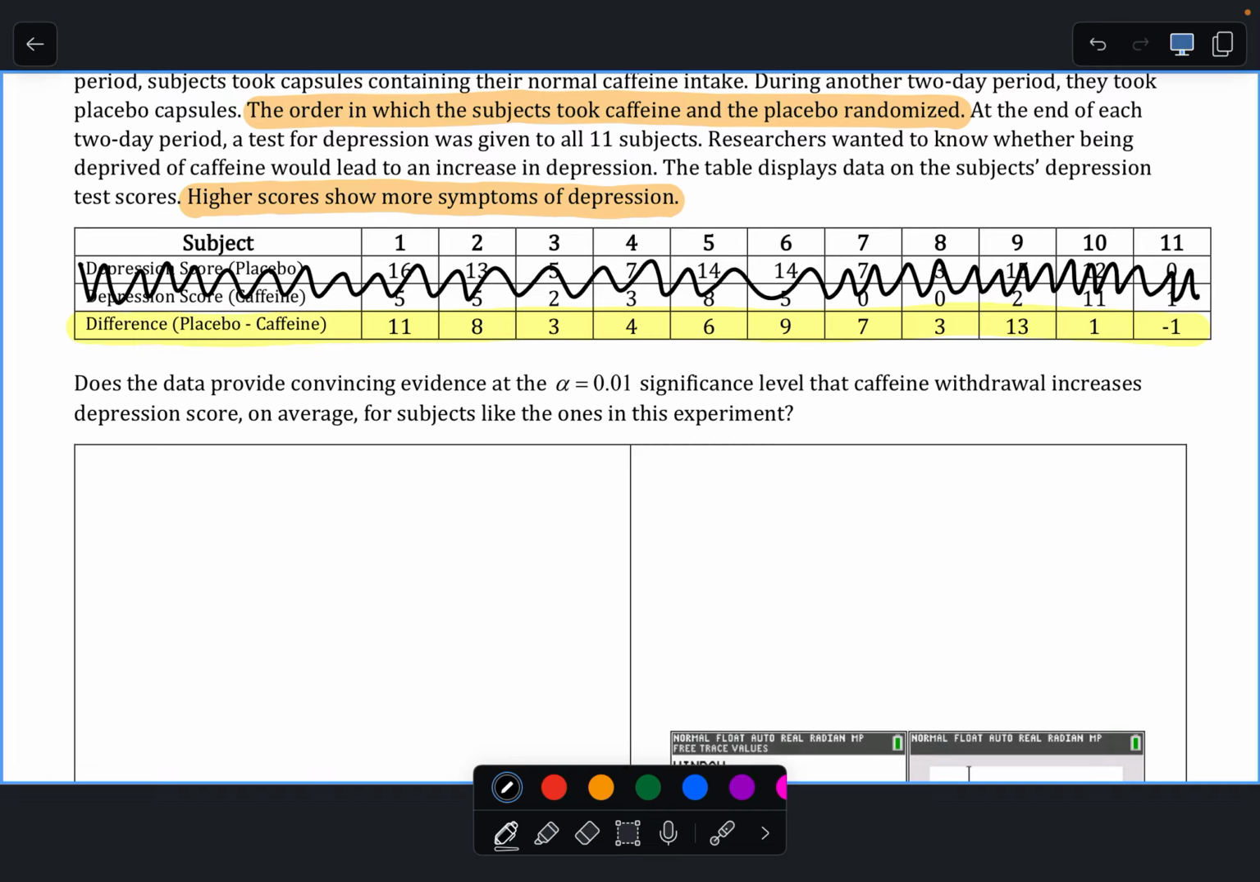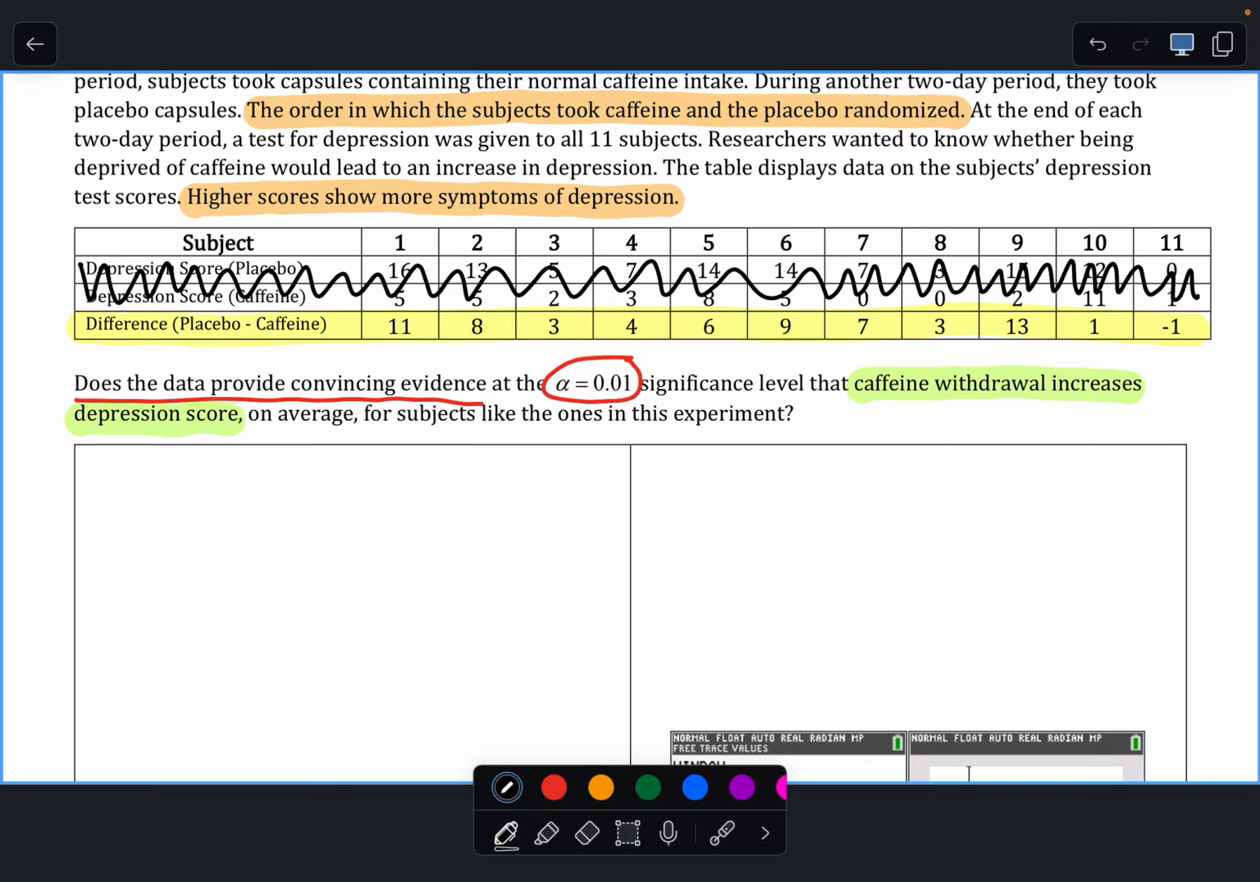So I am going to go with what they have done so that I don't have to do any extra work. Now we have: does the data provide convincing evidence? And our significance level is now 0.01, so that's going to be important when we conclude. And they want to see, does caffeine withdrawal increase depression score? So that means that their scores when they are having the placebo are higher than their scores when they have their normal level of caffeine.